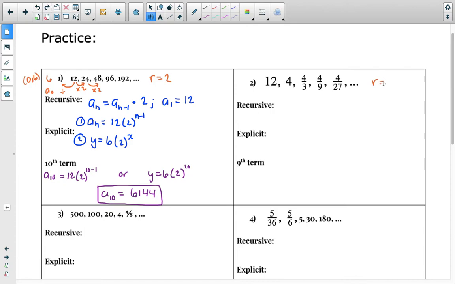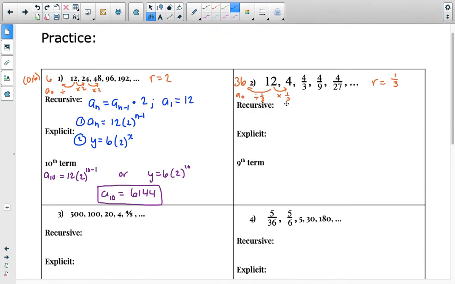So our R is equal to a positive 1/3, because if we just multiply by 1/3, we'll get the next number. So let's go backwards to get our a sub 0. If we multiply by 1/3, we'd have to divide by 1/3. 12 divided by 1/3 is going to give us a sub 0 of 36. That a sub 0 will help us with our second explicit form.